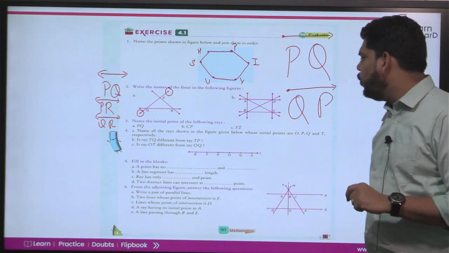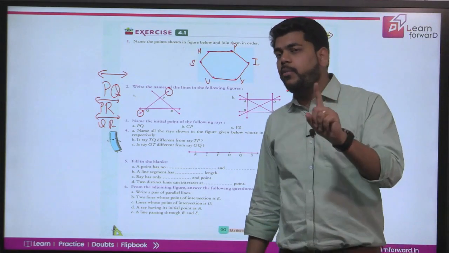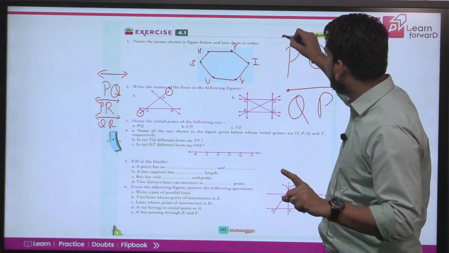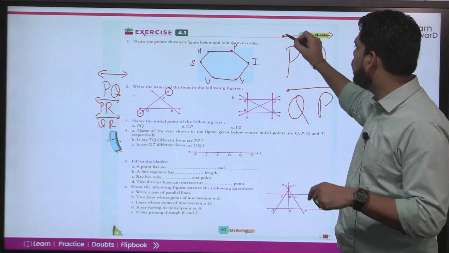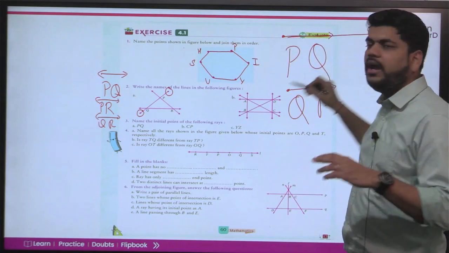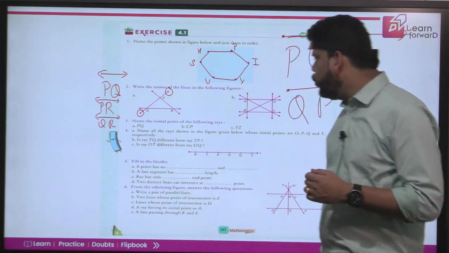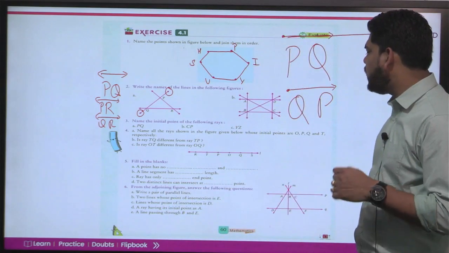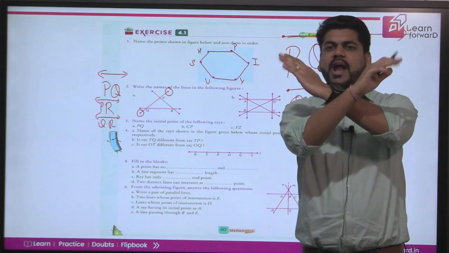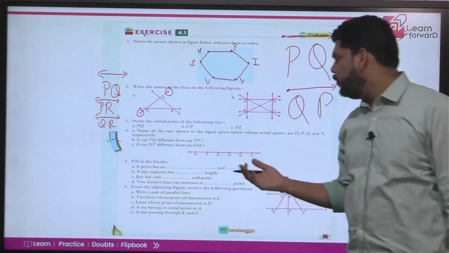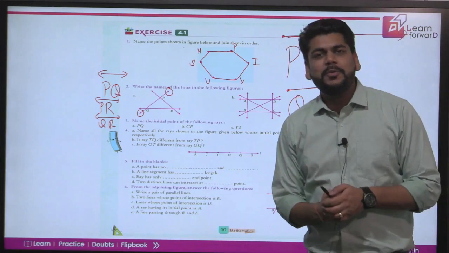A ray has only dash end point. A ray has only one end point. Because this is the end point, it is not going in this direction. It does not have another end point because it keeps on going till infinity. So there is no end, there is only one end point. Two distinct lines can intersect at dash points. Two intersecting lines can only intersect at one point. So this is the way we have done the fill-ups. I believe the rest of the questions you can do by yourself.